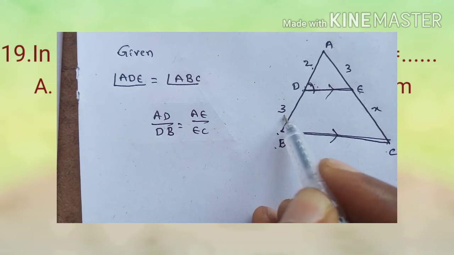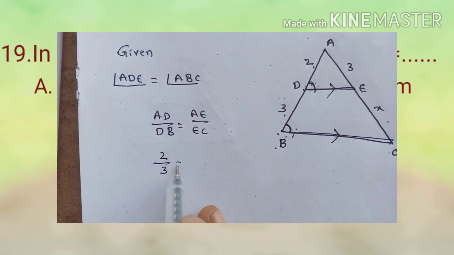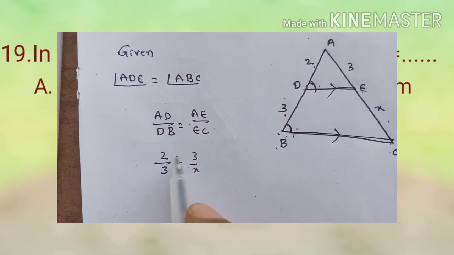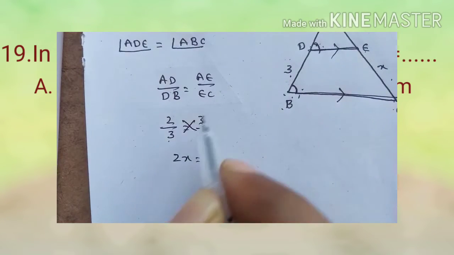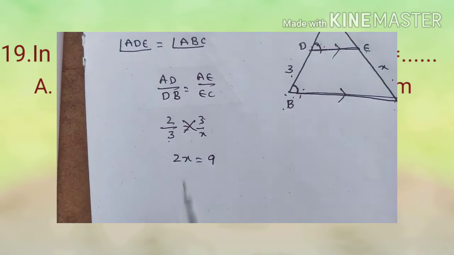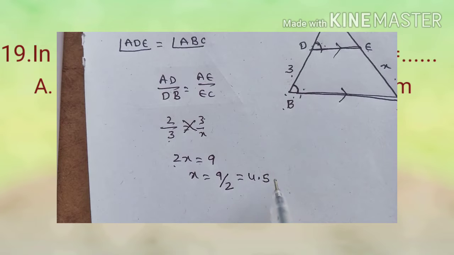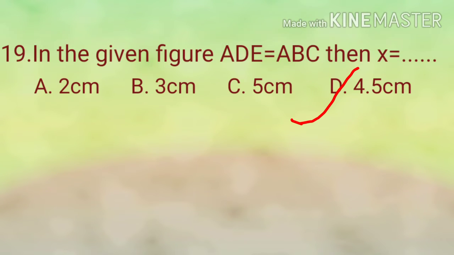AD by DB is 2 by 3, which is equal to 3 by x. Apply cross multiplication. Then 2 into x is 2x, and 3 into 3 is equal to 9. The value of x is equal to 9 by 2, which is 4.5 centimeters. So option D.